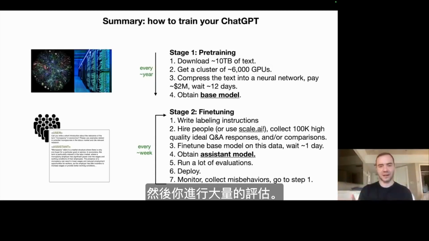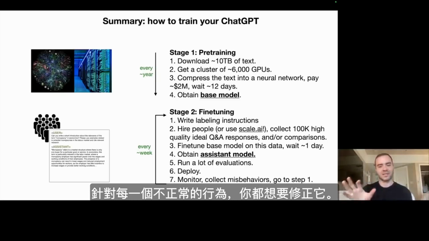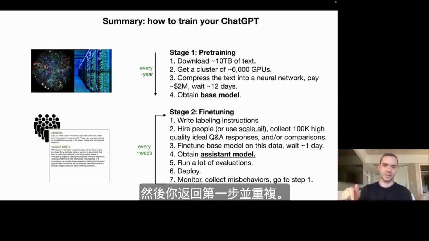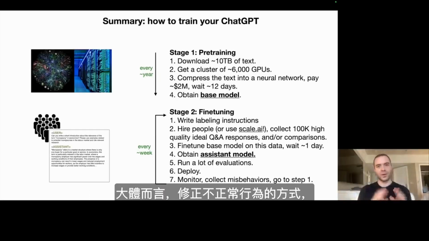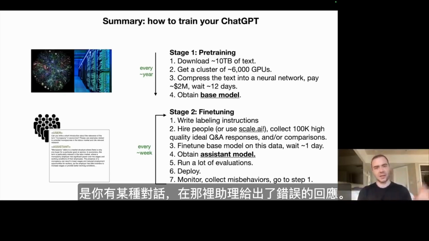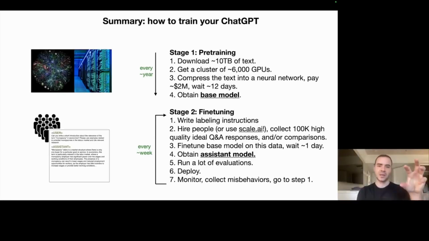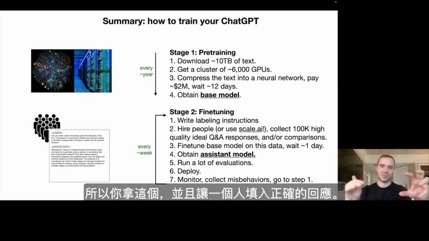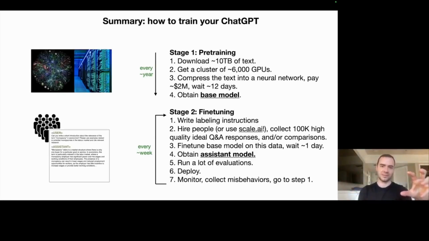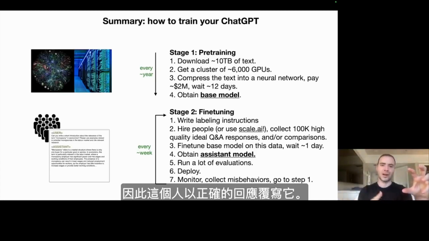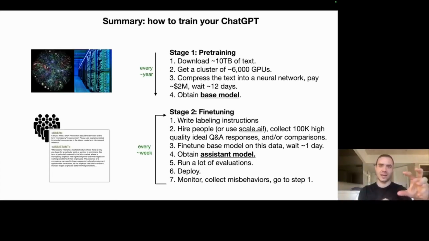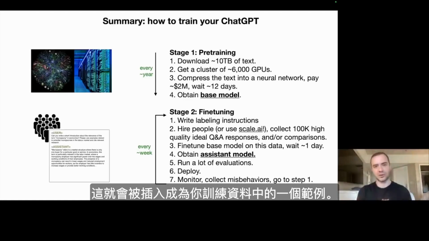Then you run a lot of evaluations, you deploy this, and you monitor and collect misbehaviors. And for every misbehavior, you want to fix it. And you go to step 1 and repeat. And the way you fix the misbehaviors, roughly speaking, is you have some kind of a conversation where the assistant gave an incorrect response. So you take that and you ask a person to fill in the correct response. And so the person overwrites the response with the correct one. And this is then inserted as an example into your training data.